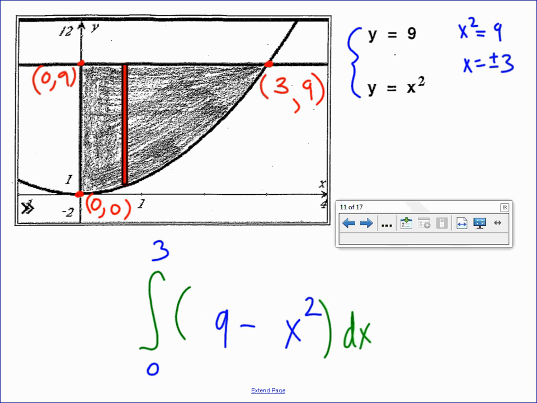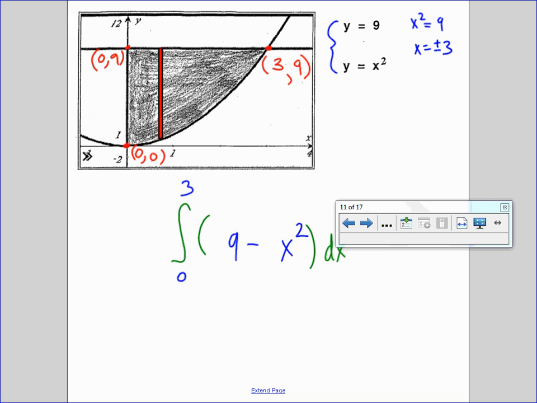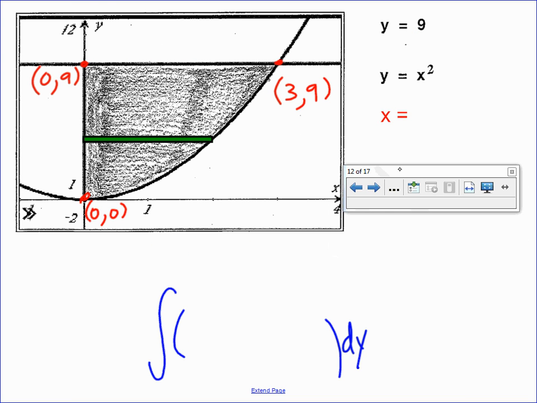So 9 minus x squared should be my integrand, right? Raise your hand if you had that already. Integral from 0 to 3 of 9 minus x squared with respect to x. Excellent, you guys, that's great. Let's go ahead and do the same setup for the same region, but now with horizontally oriented rectangles, just to practice.